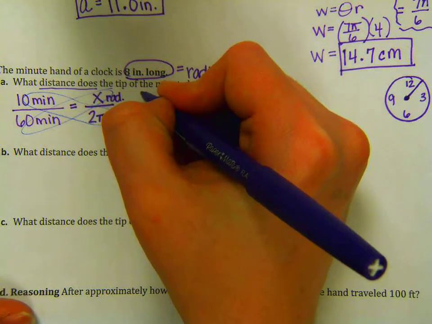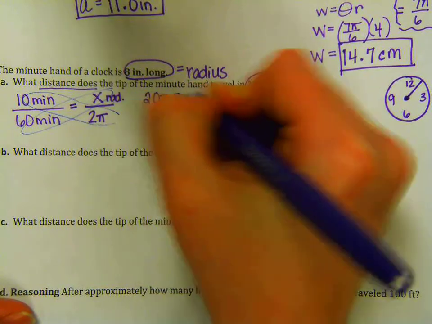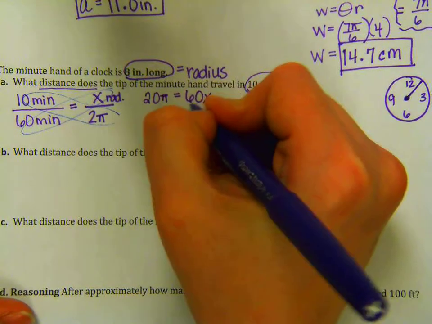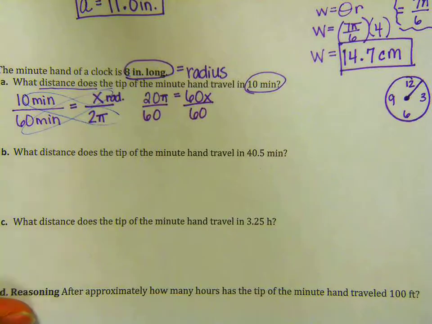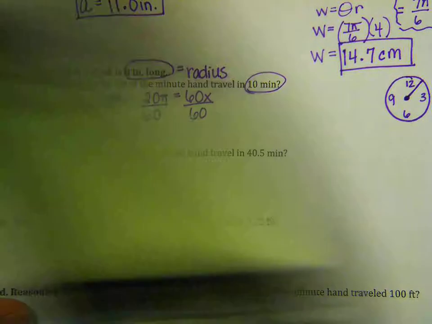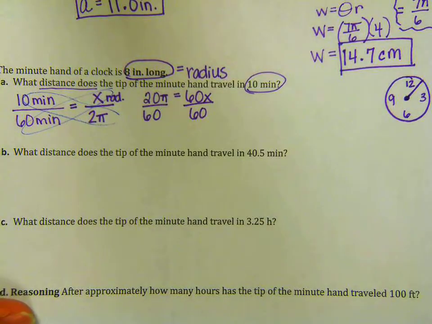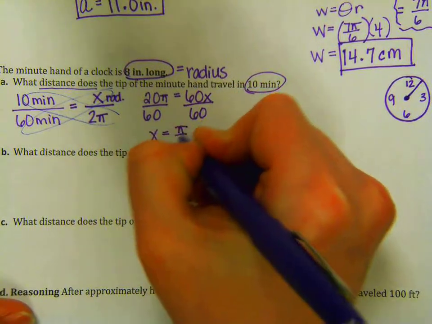We have 20 pi is equal to 60x. Divide both sides by 60. And just like we had done before, I'm going to reduce that fraction. So 20 divided by 60, if you can't do it in your head, is 1/3. So we have pi over 3 for my x.